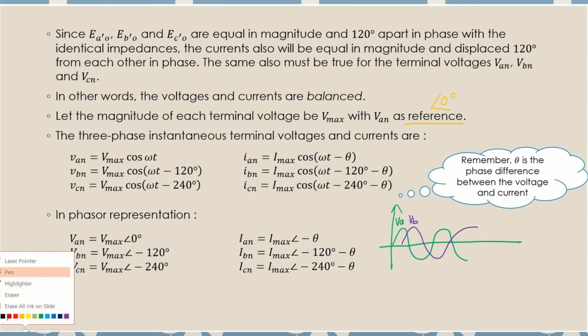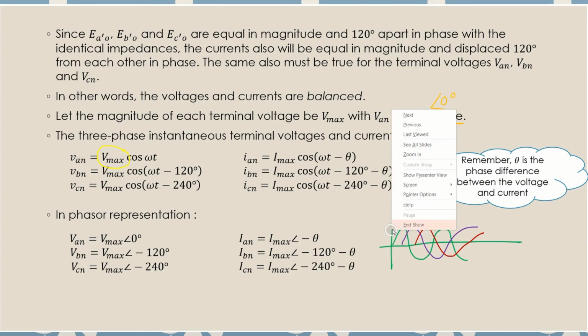VB. This is VC. So if you have a look, here there's a Vmax. What it means is that the peak for VA, the peak for VB, and the peak for VC are all at Vmax. So they all share the same peak, VA, VB, and VC. All share the same peak called Vmax.